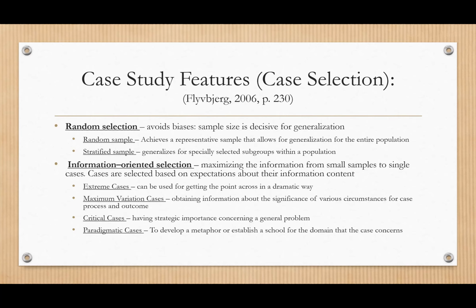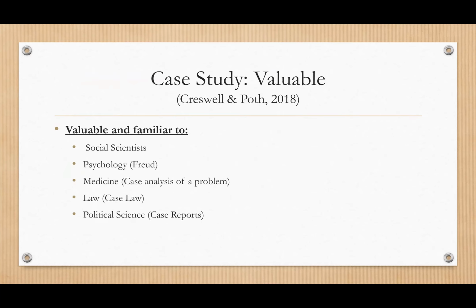Information-oriented selection is maximizing the information from small samples to single cases. Cases are selected based on expectations about their information content. There's extreme cases. This can be used for getting the point across in a dramatic way. Maximum variation cases, which is used for obtaining information about the significance of various circumstances for case process and outcomes. Critical cases is having strategic importance concerning a general problem. And the paradigmatic cases is to develop a metaphor or establish a school for the domain that the case concerns.